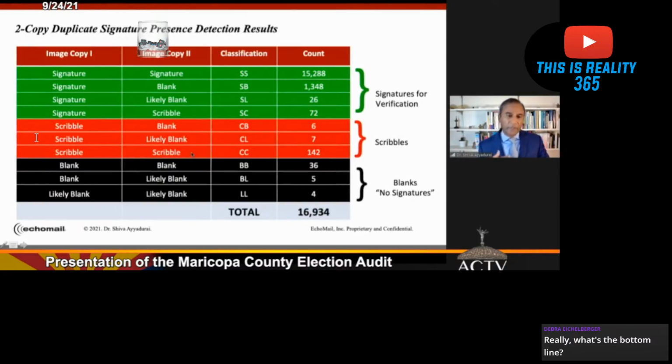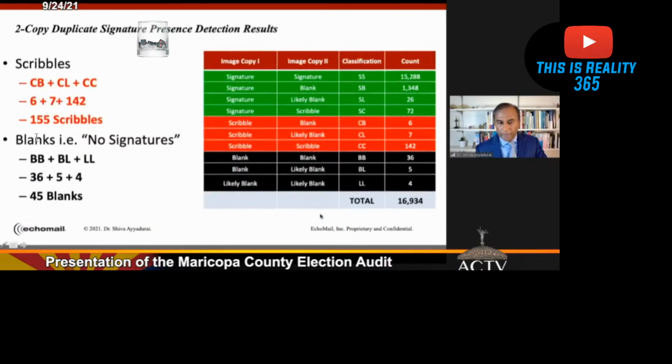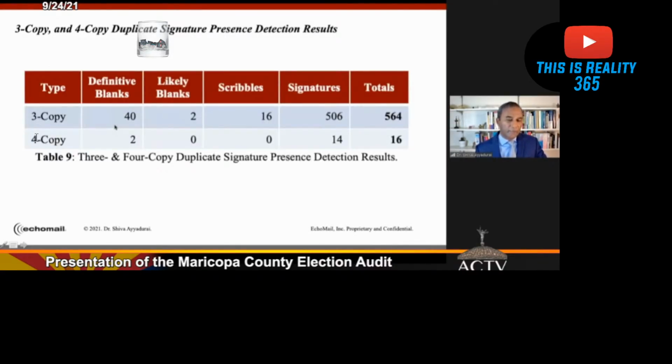All right, so that gives you an understanding of the flavor of the analysis we had to do of these 2-copy duplicates. On those 2 copies, we categorize the ones in green as signatures, the ones in red as scribbles, and the ones in black as blank. So for 2 copies, you have 16,934, and these are the counts on that. You have 155 scribbles from the 2-copy, 45 blanks from the 2-copy. Interestingly enough, we also had 3-copy and 4-copy analysis to do. I'm not going to go into all the details of this, but there were also 3-copy and 4-copy duplicates. There were 2 sets of 3-copy which were blank.